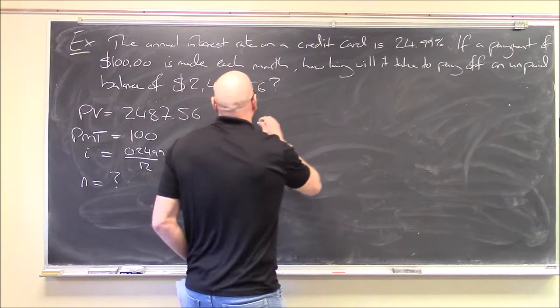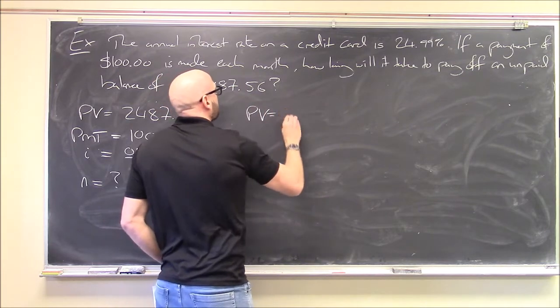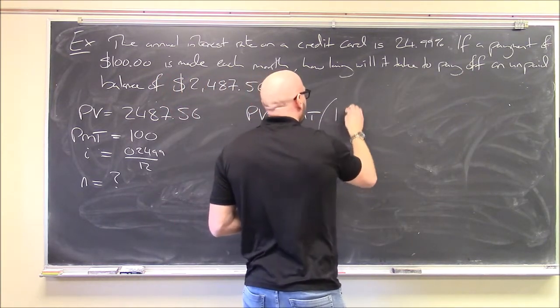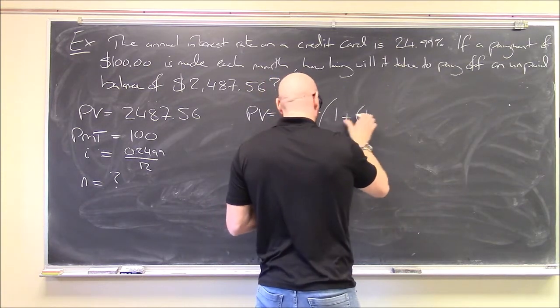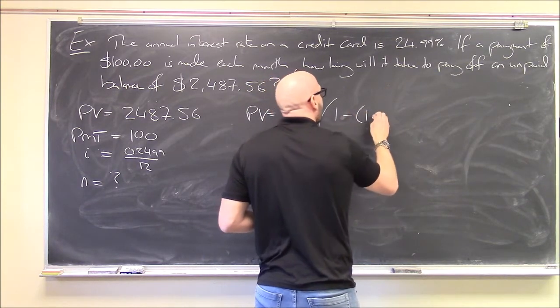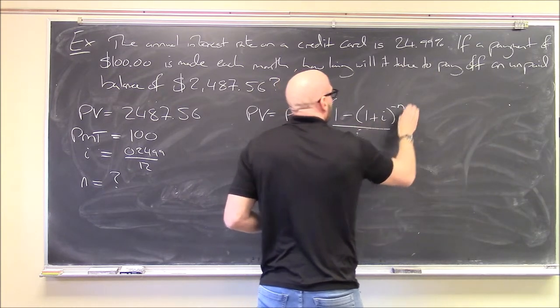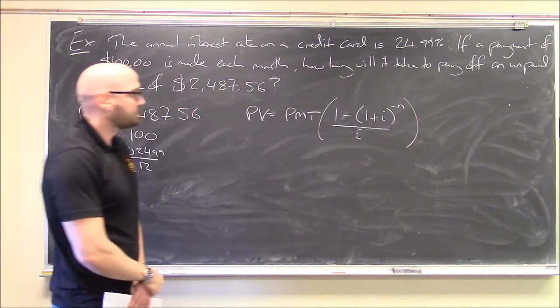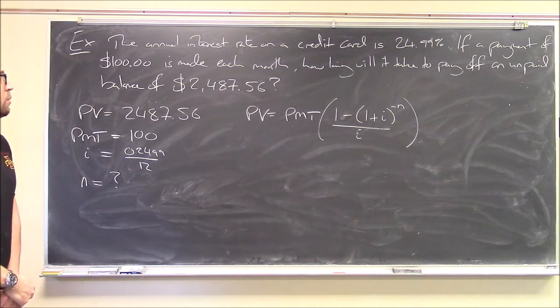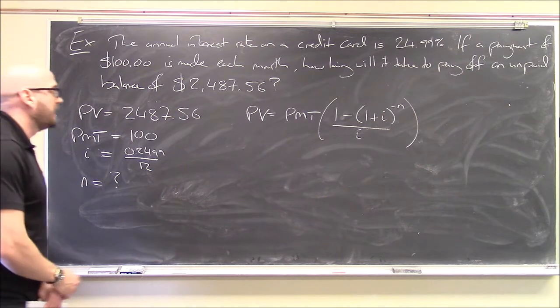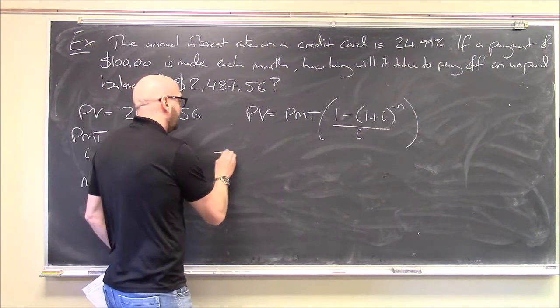So N is our unknown. So I'll write down the formula again. So PV is PMT times (1 minus (1 plus I) to the minus N) over I. We want to solve for N. Right, so let's do that now. Before we plug in anything, let's solve for N.